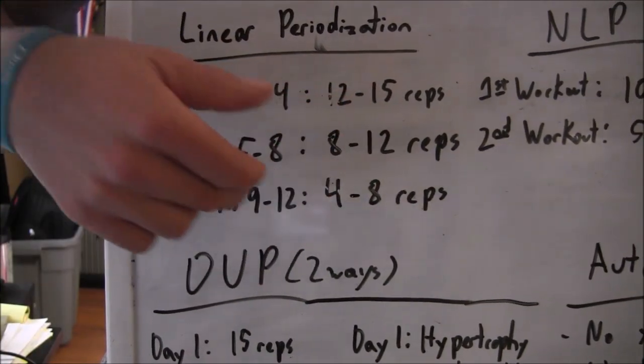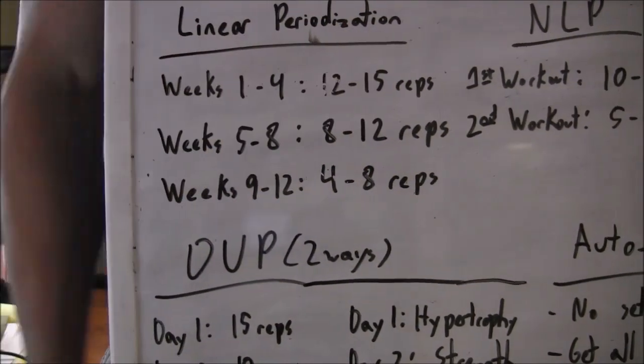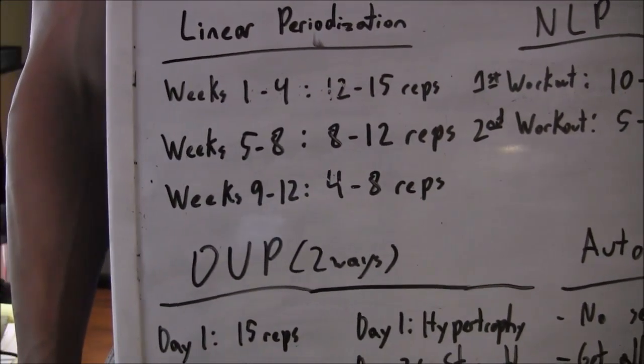So then when you circle back around to repeat this cycle, you will be once again weaker in this rep range because you have lost those adaptations.